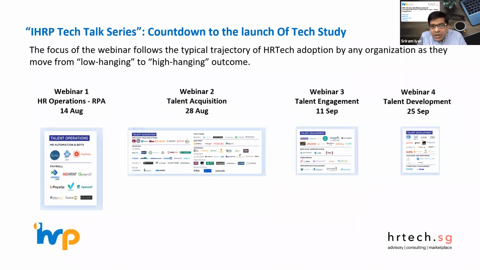As mentioned, the first one was focused on RPA on 14th August. The second one focused on talent acquisition technologies, recruitment tech, on 28th August. Today, we are focusing on talent engagement. On 25th September, it will be on talent development. So don't forget to log in again on 25th September and see some of the best tools to develop your talent.